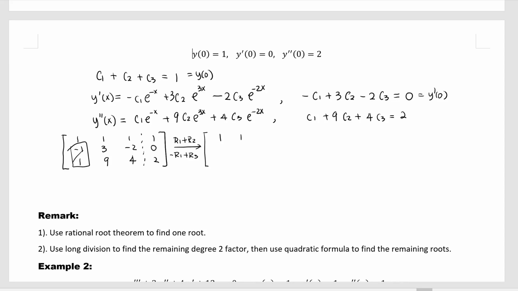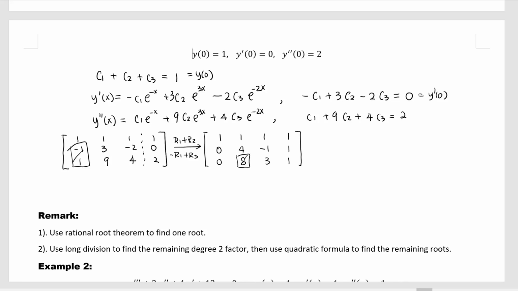So 1, 1, 1, 1. When we add it, minus 1 plus 1 is 0, 3 plus 1 is 4, negative 2 plus 1 is negative 1, 1 plus 0 is 1. Okay, 1 minus 1 is 0, 9 minus 1 is 8, 4 minus 1 is 3, 2 minus 1 is 1. Okay, and what's next?